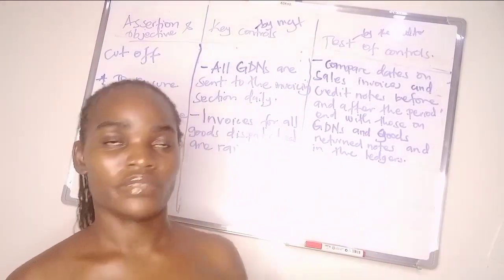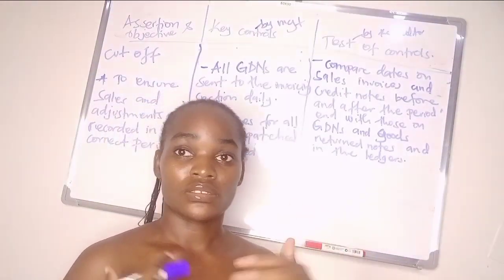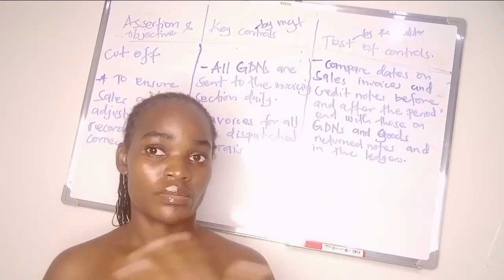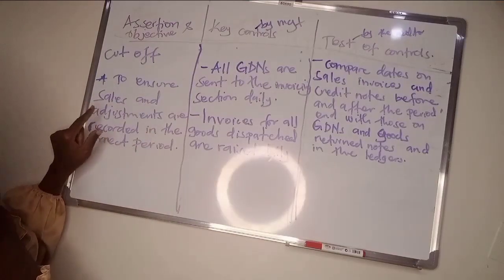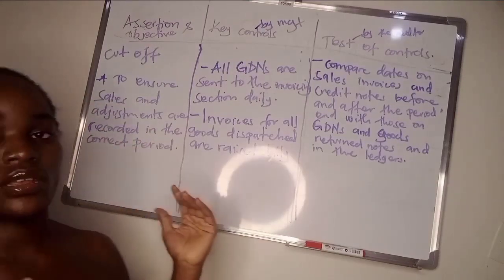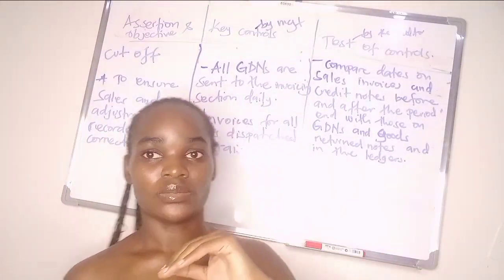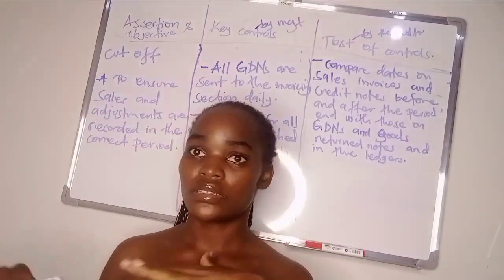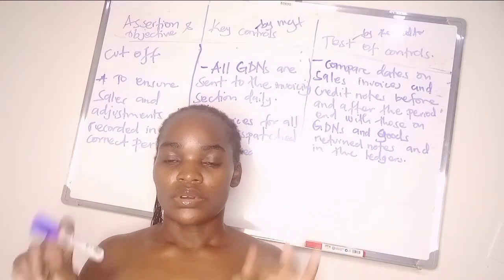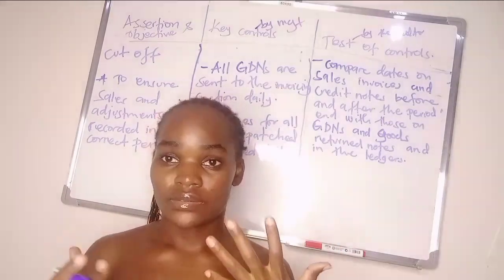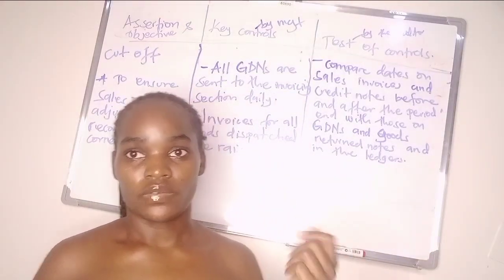So the next assertion we have here is cutoff. Cutoff is making sure that transactions are recorded in the correct period. So here, the objective is to ensure that sales and its adjustments are recorded in the correct period. So how can management make sure of that? If something is supposed to be recorded in this financial year, it is recorded in this financial year, not in the next or the previous one.